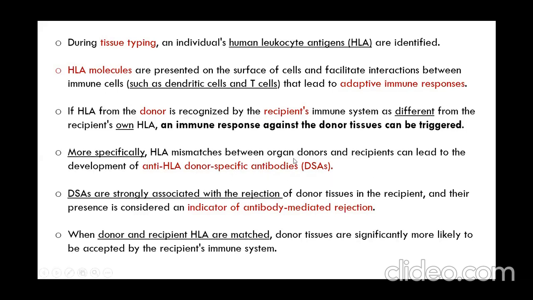So whenever DSAs are produced in the body, it simply says that the HLA type is mismatched. So you cannot give these organs. So how do you do that? What are we testing for this?